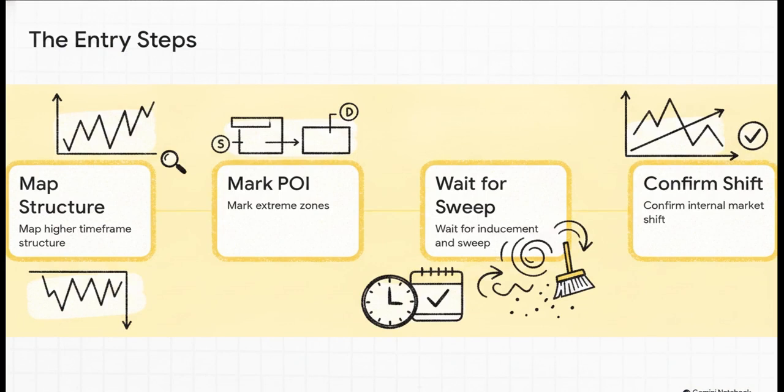So the crucial point is, how do we pivot from understanding this frustrating problem to actually utilizing an actionable solution? Here is the 4-part framework you need to start trading like a professional. Step 1, map out your market structure on a higher time frame to understand the objective of the price. Step 2, mark your point of interest, like an extreme supply or demand zone. Step 3, wait patiently for an inducement to form and subsequently get swept. And step 4, confirm the market shift before entering.